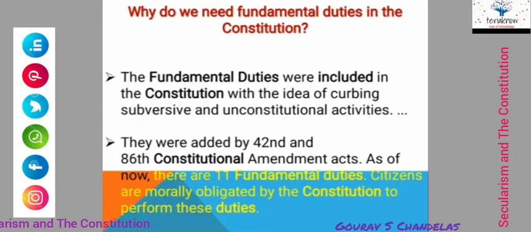Understood? Now, they were added by the 42nd and 86th Constitutional Amendment Acts. As of now, there are 11 fundamental duties. Citizens are morally obligated by the Constitution to perform these duties. Some moral values are also there; our morals are also supporting this. We must think about our nation, and we should not do anything which is against our country and our nation. So there must be some duties, and those are fundamental duties, which we are morally obligated by the Constitution to perform.